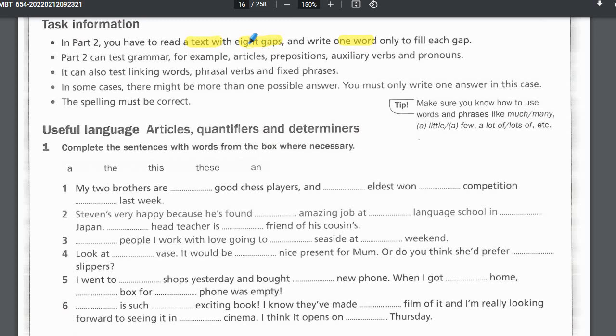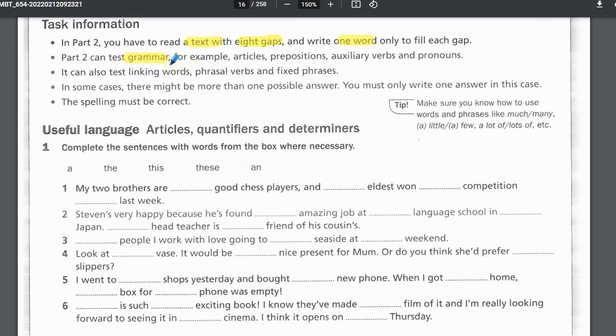That's why you have to follow the same procedure, which is read, try to understand, etc. Always write an answer. If you make a mistake, it doesn't take away a correct answer. So always write something, and only one word. If you write a contraction, that is 2 words. So be careful with that.